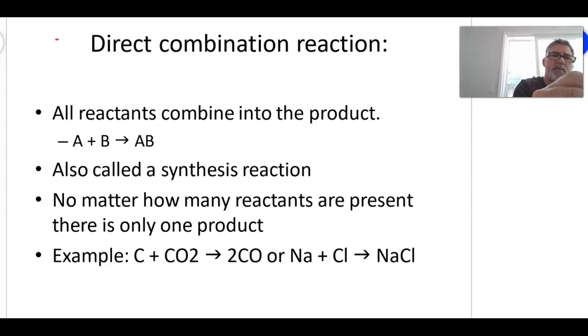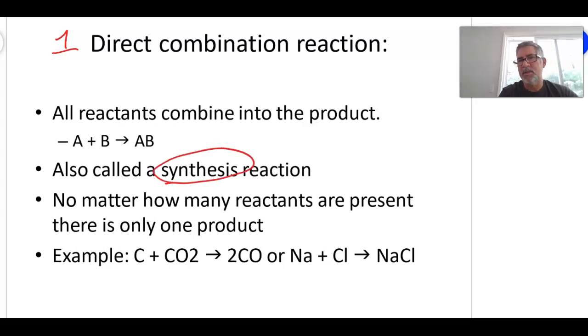So for chemical reactions, we'll start with them. The first we'll call a direct combination reaction, many times called a synthesis reaction. The word synthesis means to make. So the important thing here is multiple reactants make one product. No matter how many reactants are present, there is only one product.